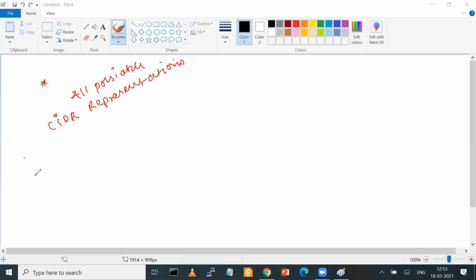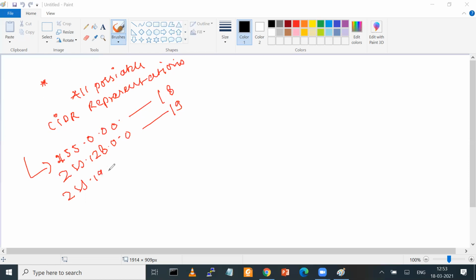All possible CIDR representations. The very first is 255.0.0.0, so this is my subnet mask. If I write it in the form of CIDR, it looks like this: /8. If I turn on one bit, it means 128.0.0.0, so it is /9. If I turn on 2 bits in the second octet, 128 plus 64 is 192.0.0, so /10.